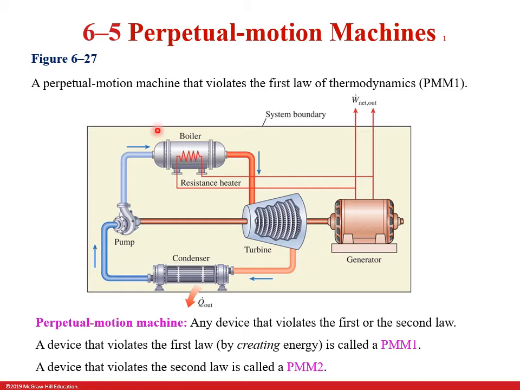We've got this system that is creating work. It's outputting work and it's outputting heat. So this is a net energy creator. And you can see this violates the first law, which says that energy can neither be created nor destroyed, right? So it's creating energy. A device that violates the second law is a perpetual motion machine of the second type.